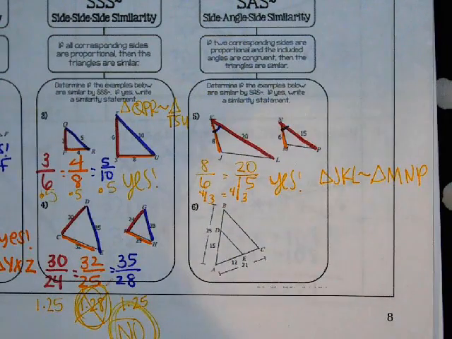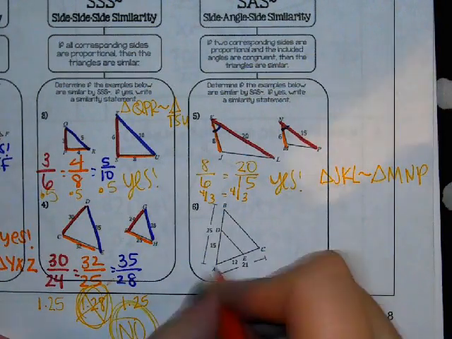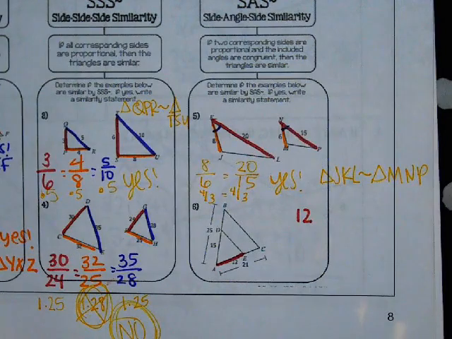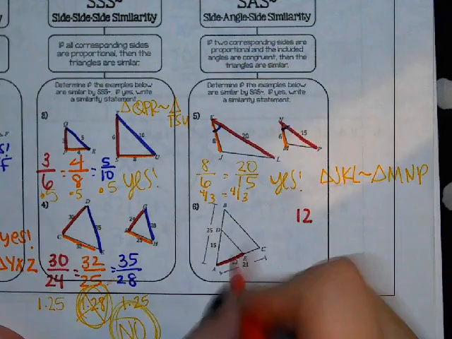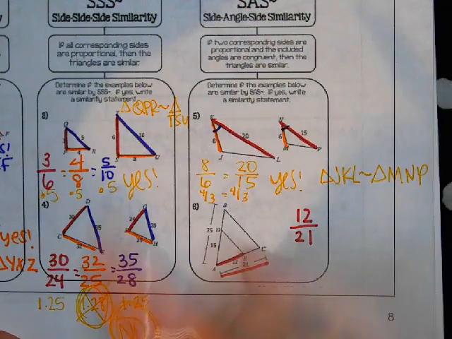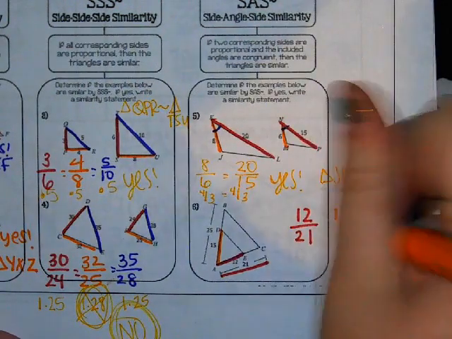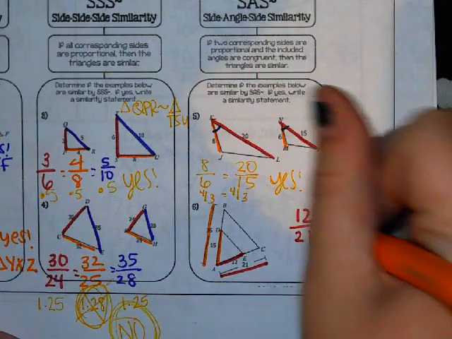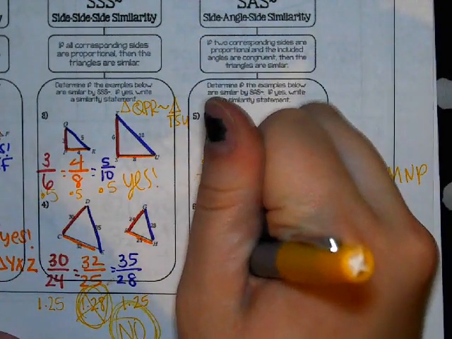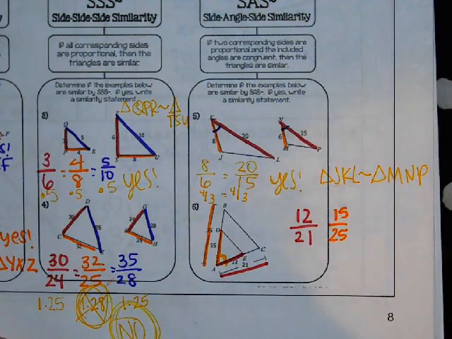Doing the same thing for the next one, I've got this little segment here, AE, that's 12. And then I've got the long segment on that same side, that's 21. And then on the opposite side of my triangle, I've got 15 and 25. Now there is an included angle here because angle A is the same in both. So that means that it's the same. But we have to see if these reduce to the same thing.